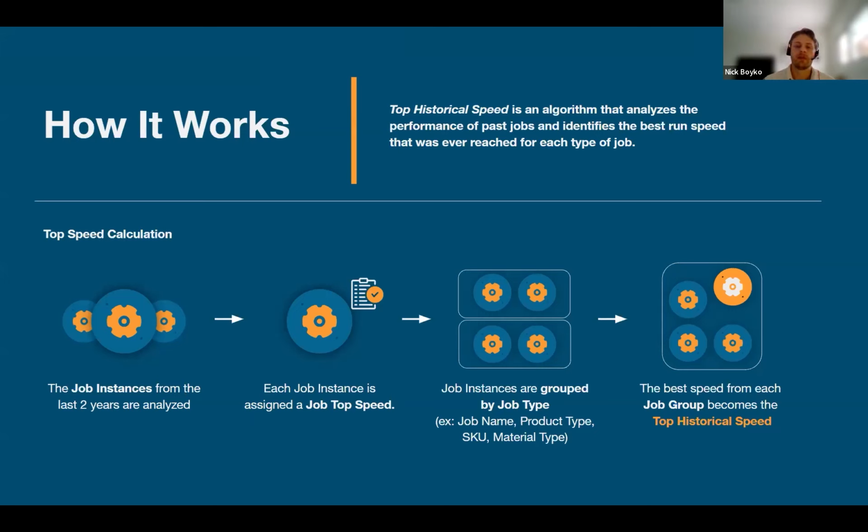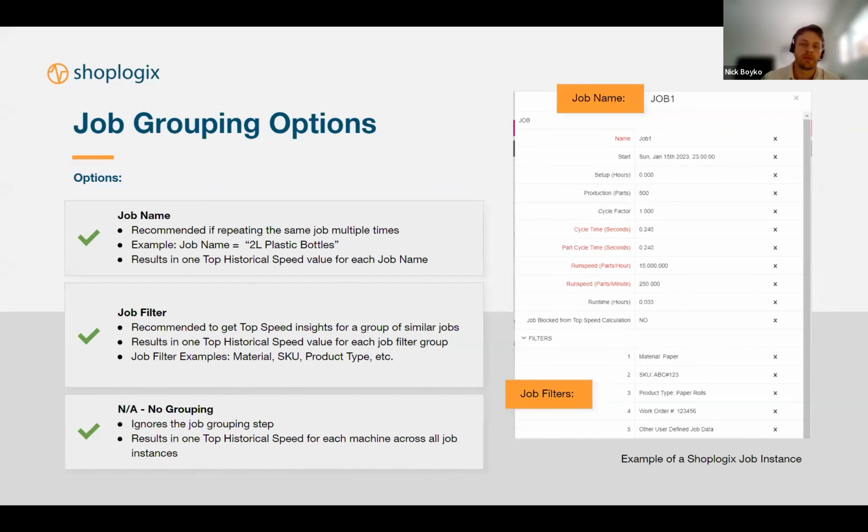I'll show you where the information is stored. It's actually in our job filters within the Shoplogix job object. But essentially what you need to know is that it allows you to define how you want to group your jobs by some common variable. And then that will allow you to identify the top historical speed for each job grouping. So that's the high level overview of how the calculation works.